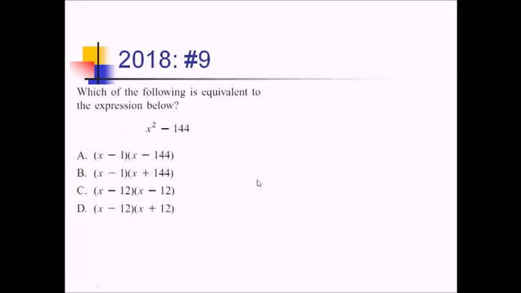For number 9, we want to know which of the following is equivalent to x squared minus 144. So this is basically asking if you know certain factoring shortcuts. This is the shortcut a squared minus b squared equals a plus b and a minus b. Essentially, you just square root both of these and stick them together with a plus and a minus in parentheses.